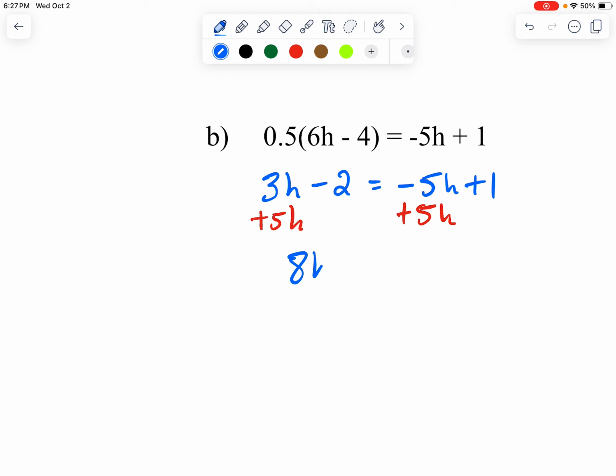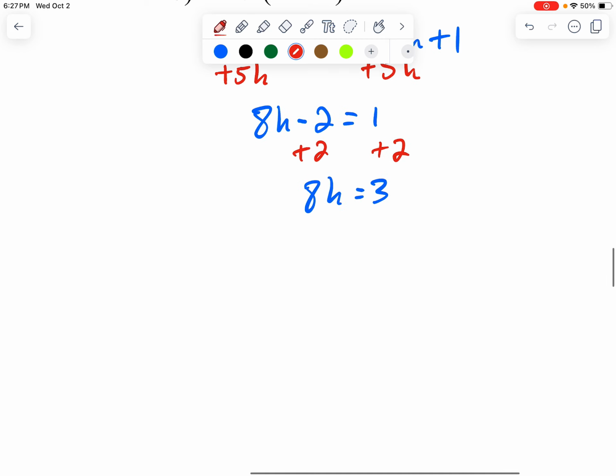So 3h plus 5h is 8h. Everything else stays exactly the same. Now I've got to get all my numbers to the other side. All right, so let's add 2. And we end up with 8h equals 3. Final step, 8h means 8 times h, so I need to undo that by dividing. And we do end up with a fraction, which is okay. H equals 3 over 8.